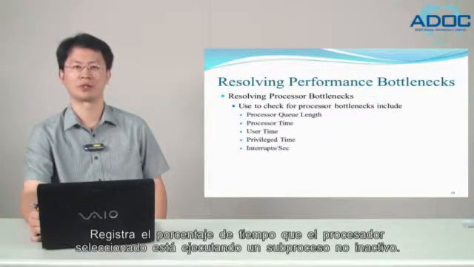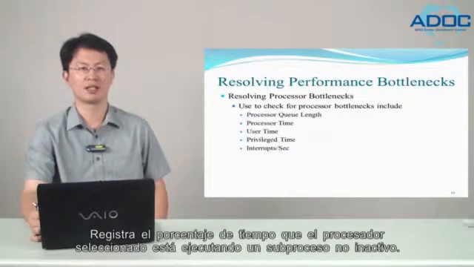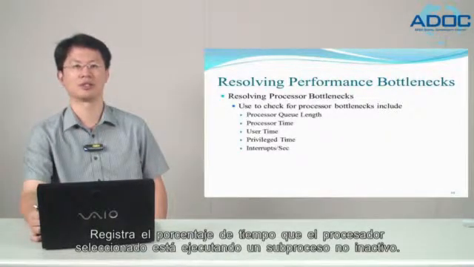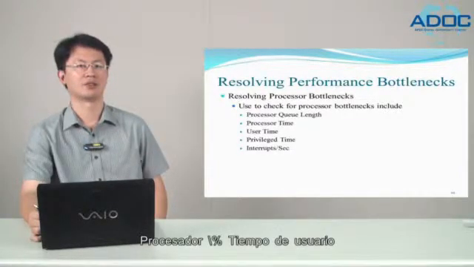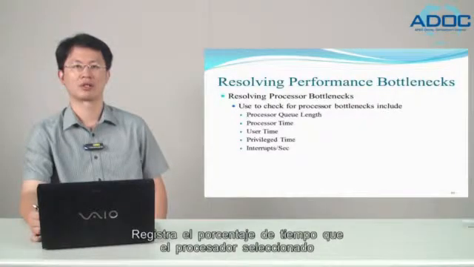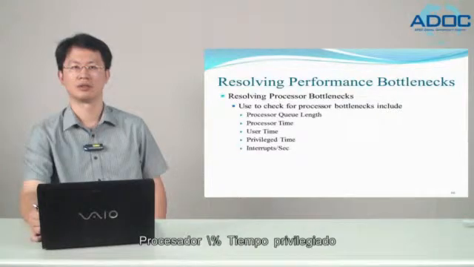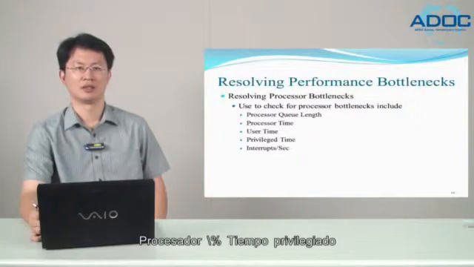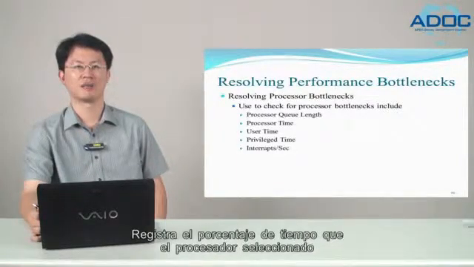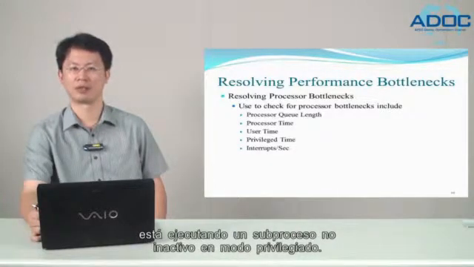Processor time records the percentage of time the selected processor is executing non-idle threads. Processor user time records the percentage of time the selected processor is executing a non-idle thread in user mode. Processor privileged time records the percentage of time the selected processor is executing a non-idle thread in privileged mode.